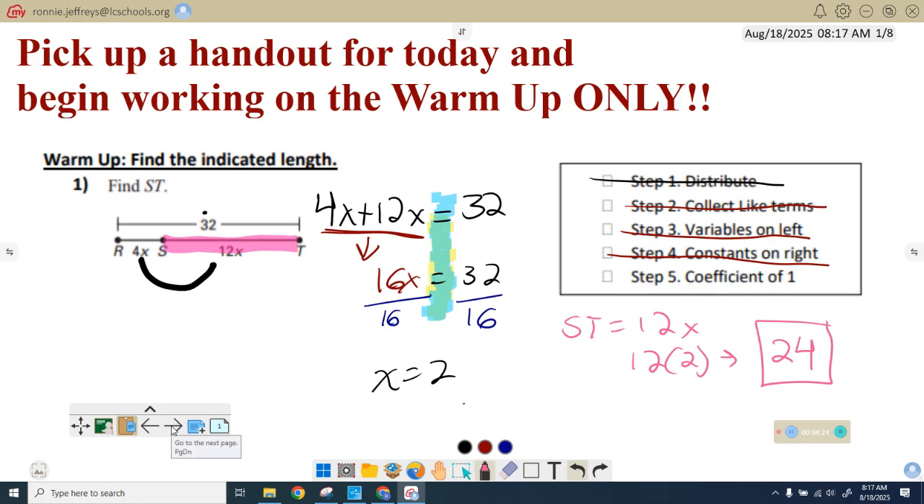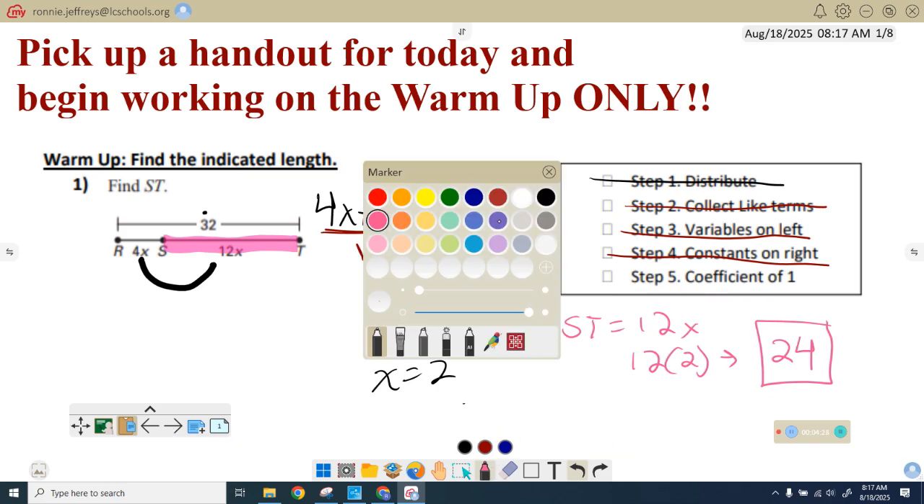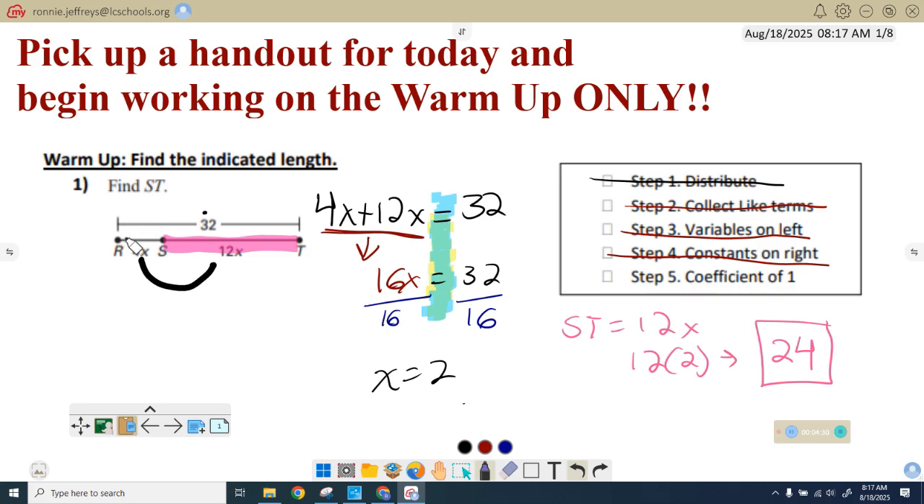That was number 1. The main concept I need you to remember the 5th of November is that these sections add up to this. If you can set this up for these type problems, that's half the battle. Okay? The other half is getting through your steps.